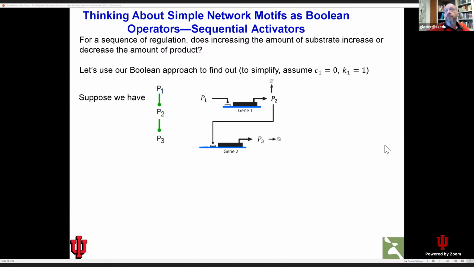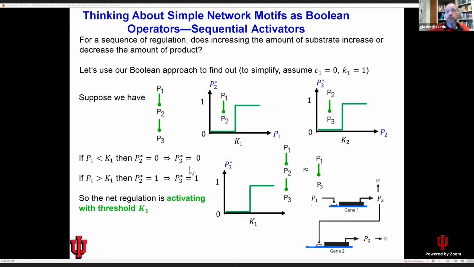Okay. So again, coming through this, we have P1 activates P2, P2 activates P3. We assume that P1 turns on P2. If P1 is too small, P2 doesn't turn on. If P2 is off, then P3 is off. So the net effect is that P1 turns on P3.